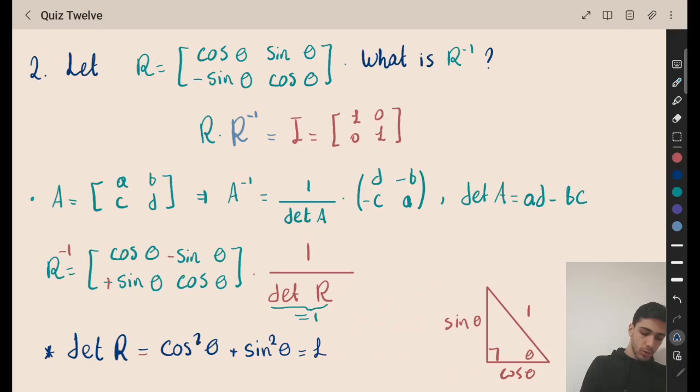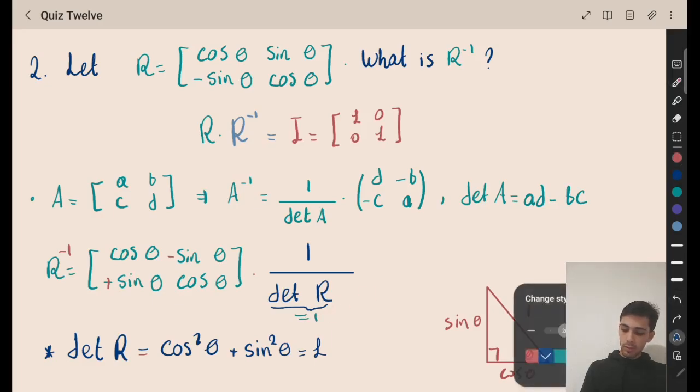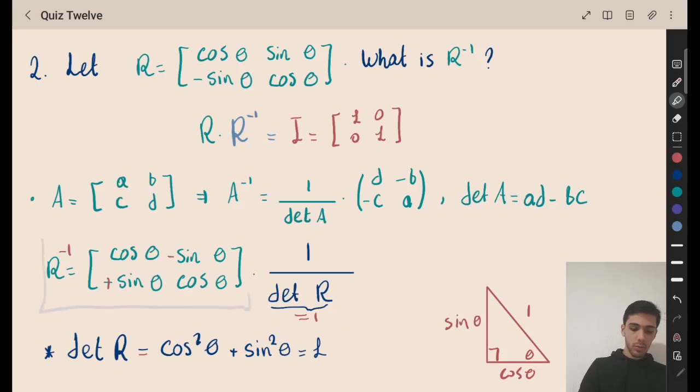Maybe use this color. Blue looks much more fancy for some reason. And then you're just dividing by 1. Then your matrix is just going to be this one. You don't need to worry about the determinant.